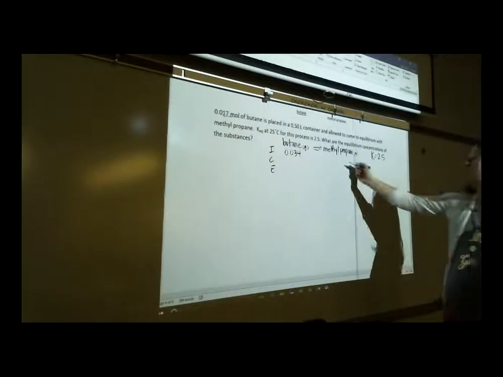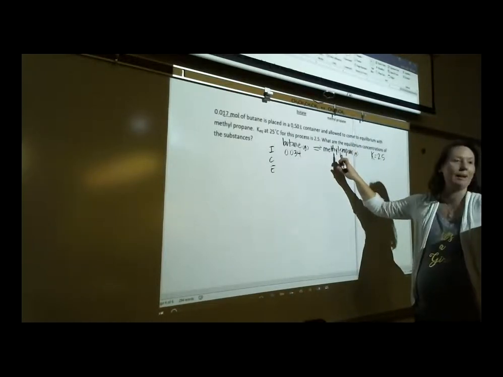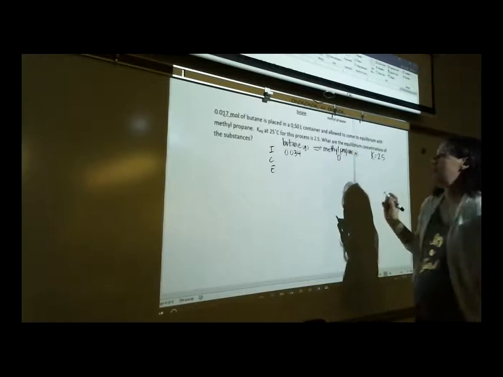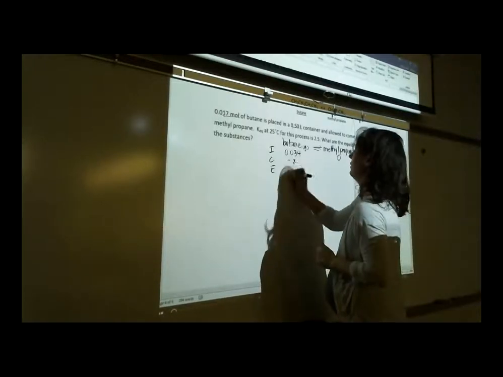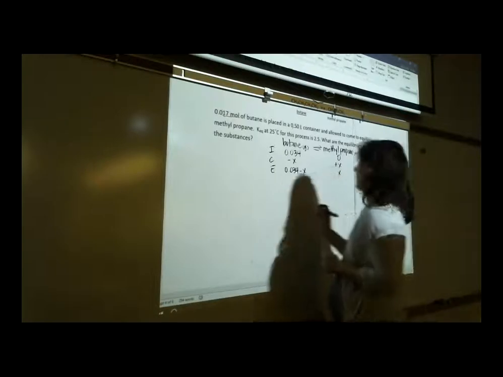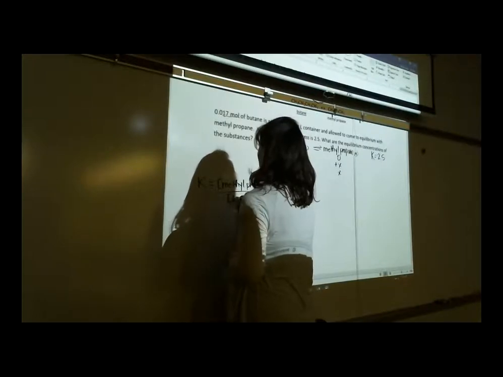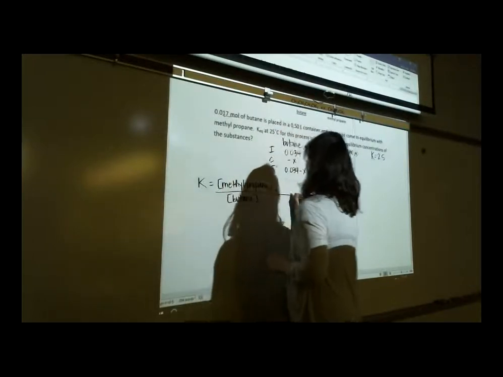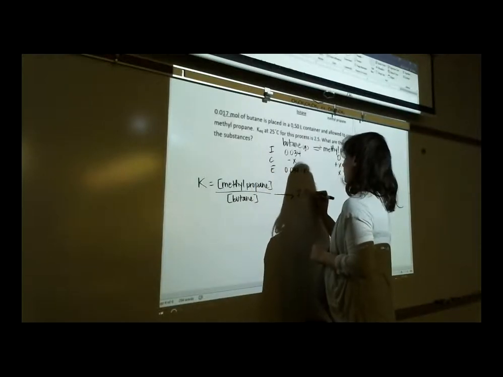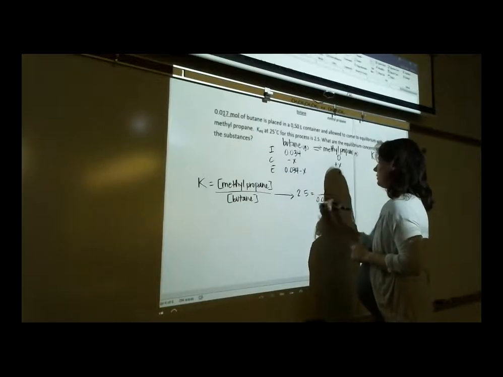And do I know anything about this product? I'm just taking a sample of butane. Is there any methylpropane yet? No. Okay. So this is going to go down by X. This is going to go up by X. Right? So K is equal to the concentration of methylpropane divided by the concentration of butane. We know the value of K, so that's 2.5. 2.5 is equal to X over 0.034 minus X.